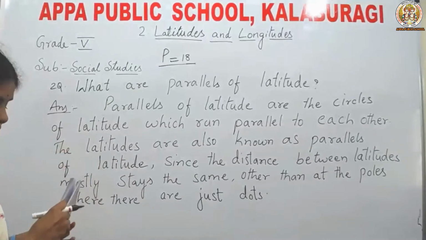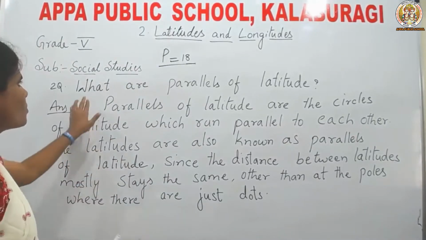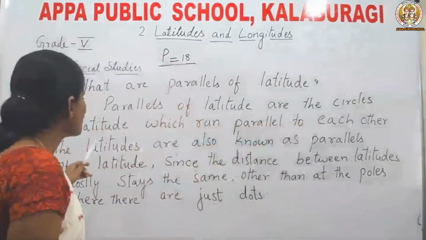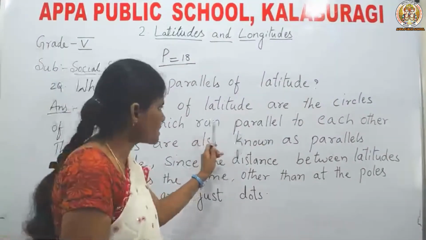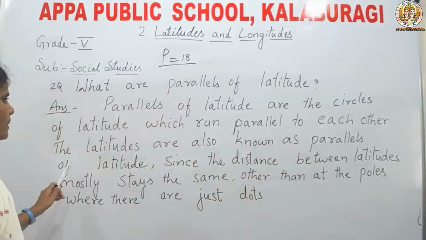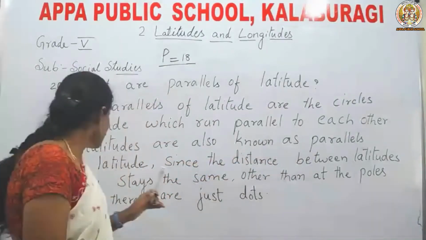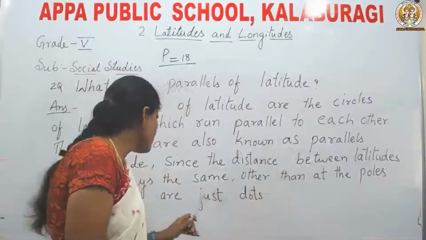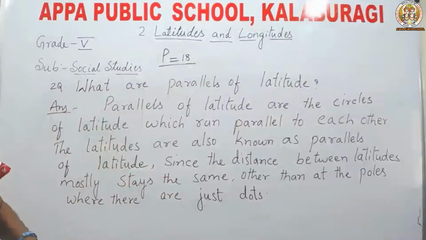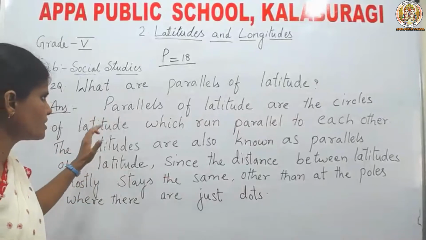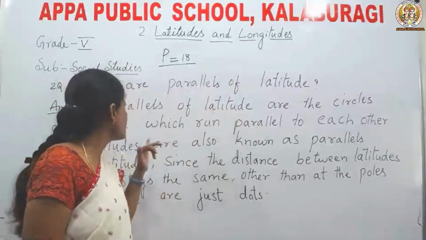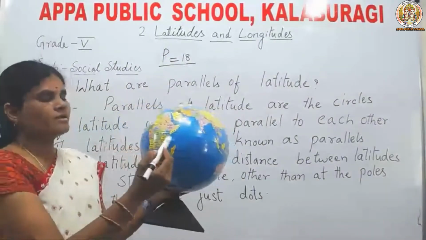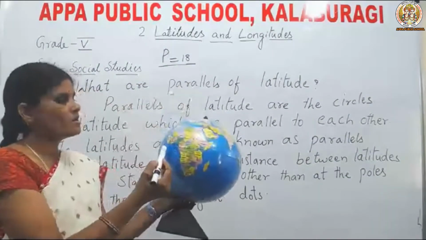So, children, this is the answer for this question. Say, what are parallels of latitude? Parallels of latitude are the circles of latitude which run parallel to each other. The latitudes are also known as parallels of latitudes. Since the distance between latitudes mostly stays the same other than at the poles where there are just dots. Say, children, parallels are nothing but latitudes. Parallels of latitudes are the circles of latitude. How are they? They are circles. They are drawn around the earth, around the globe.